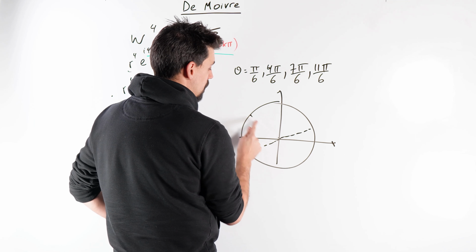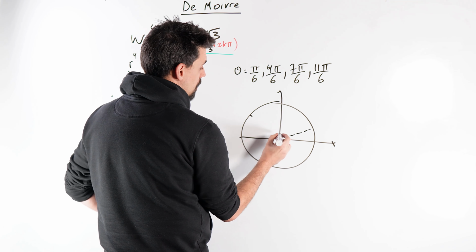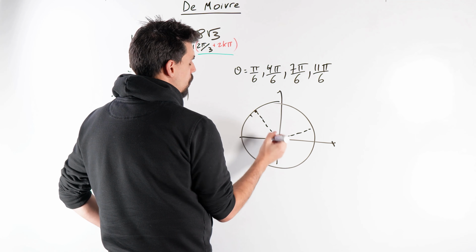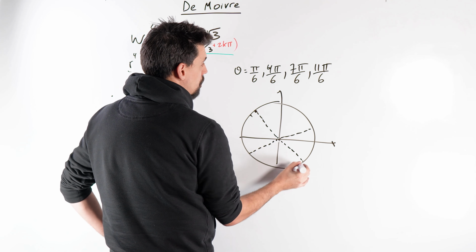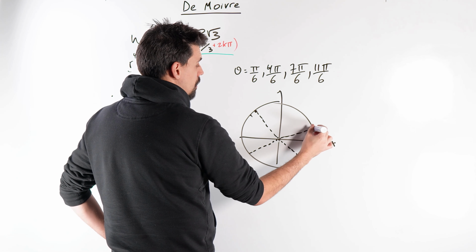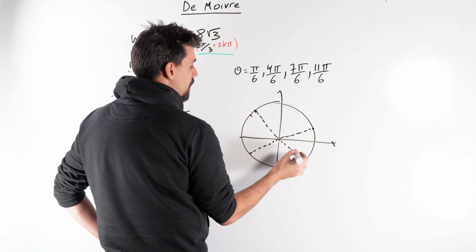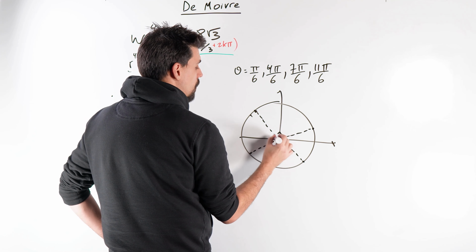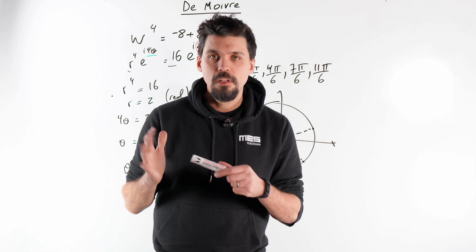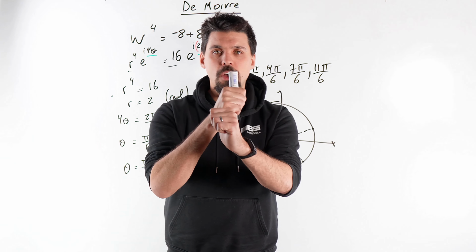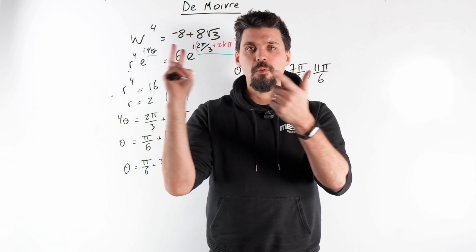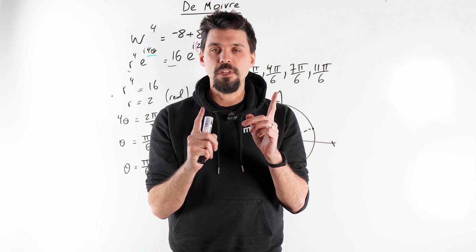So what am I doing? Obviously, I am eyeballing it, and they are equally spaced out around that circle. Okay, so we can take powers using de Moivre, we can take roots. What else can we do?